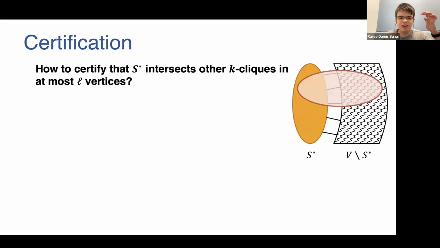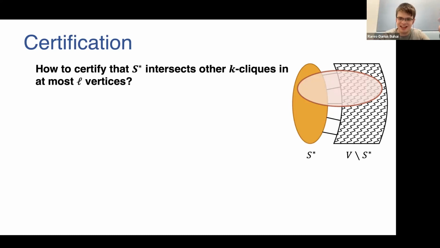So let's see what this certification actually means. How do you certify that S star intersects all the other k-cliques in at most L vertices? So first of all, what does it even mean to certify? You can assume now that you know what S star is. Let's assume you know exactly where S star is. And you just want to prove to someone efficiently that every other k-clique that intersects S star intersects it with a small intersection. And you want this proof to be basically based on explicit properties of the graph.